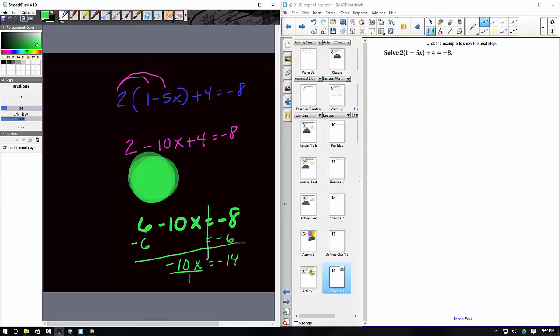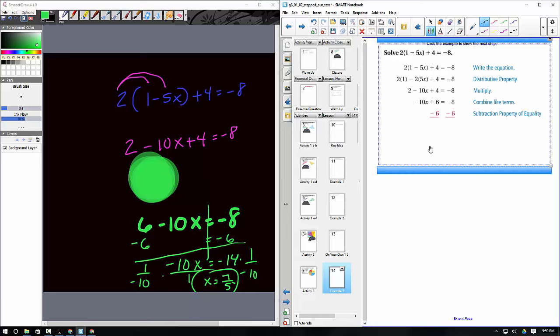I'm going to do that multiplicative inverse, or it says the property of division, so I'll say 1 over -10. And I get x equals 14 over 10, or 7 over 5. So let's go through here and see it. If I take 7 divided by 5, I also get 1.4. Just to walk you through how to actually do this one. All right, and that is 1.